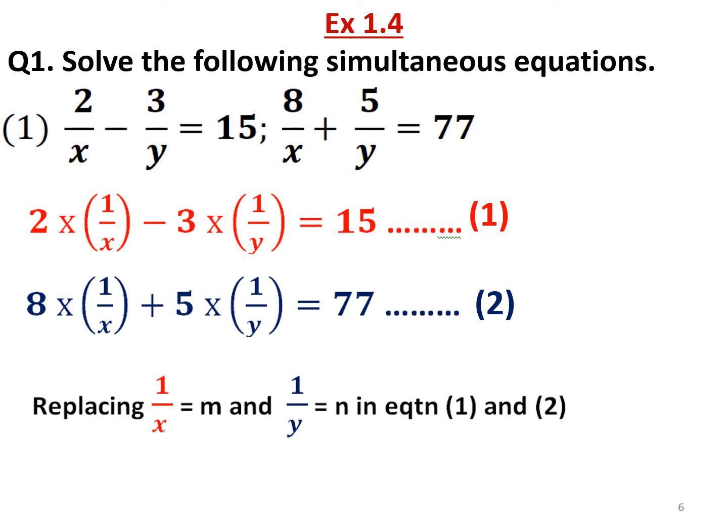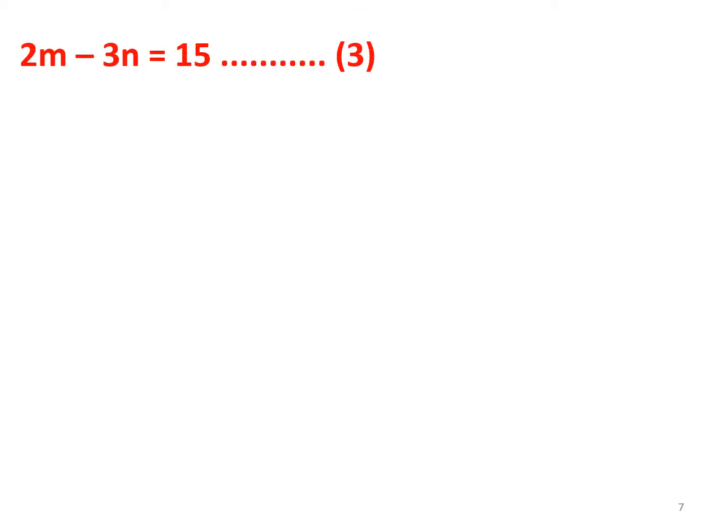Replacing 1 upon x as m and 1 upon y as n in my equations 1 and 2. When I substitute m and n, my first equation becomes 2m minus 3n is equal to 15. This is my equation 3. Now I'll substitute in equation 2. So equation 2 becomes 8m plus 5n is equal to 77. This is my equation 4.